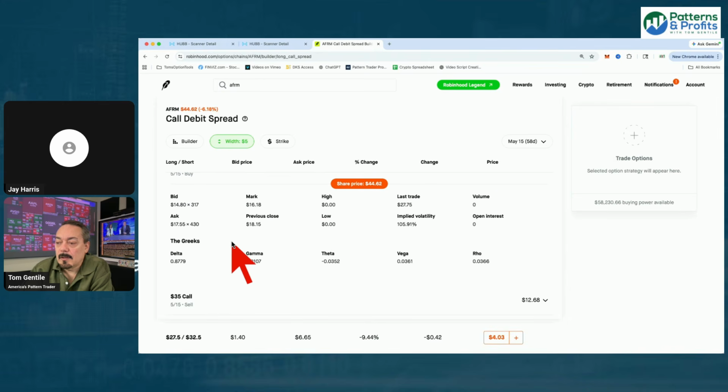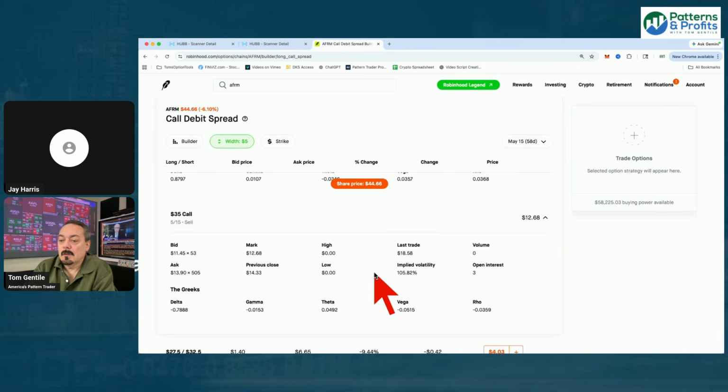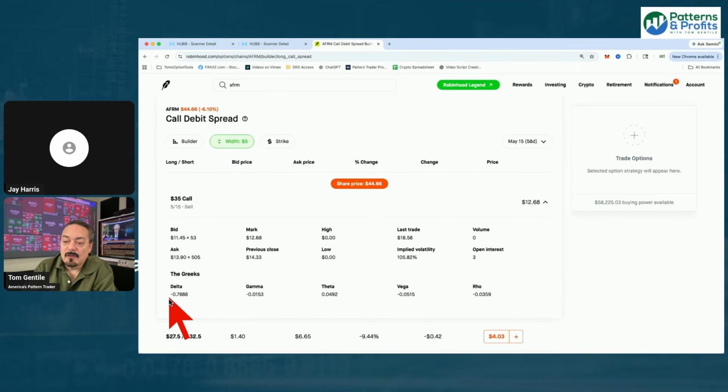Now, what's interesting about this one is when I look at this, it has a delta of 87. That's great. I mean, if we round that up and let's call that 90 for a moment, it's going to move 90% of the stock. Okay, so that's your deep in-the-money option. So you also have the 35 calls, and the 35 calls have a 78 delta.